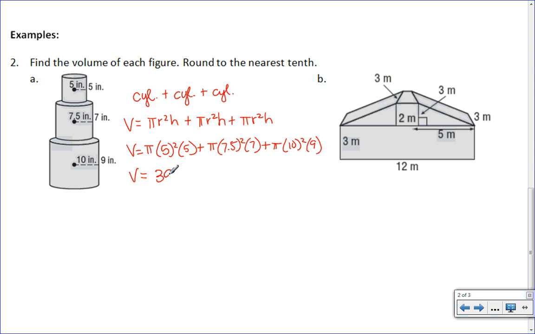So this is 392.7. This one is 1237, and the last one is 2827.4. And when we add them all together, we get a combined volume of 4,457.1 cubic inches.